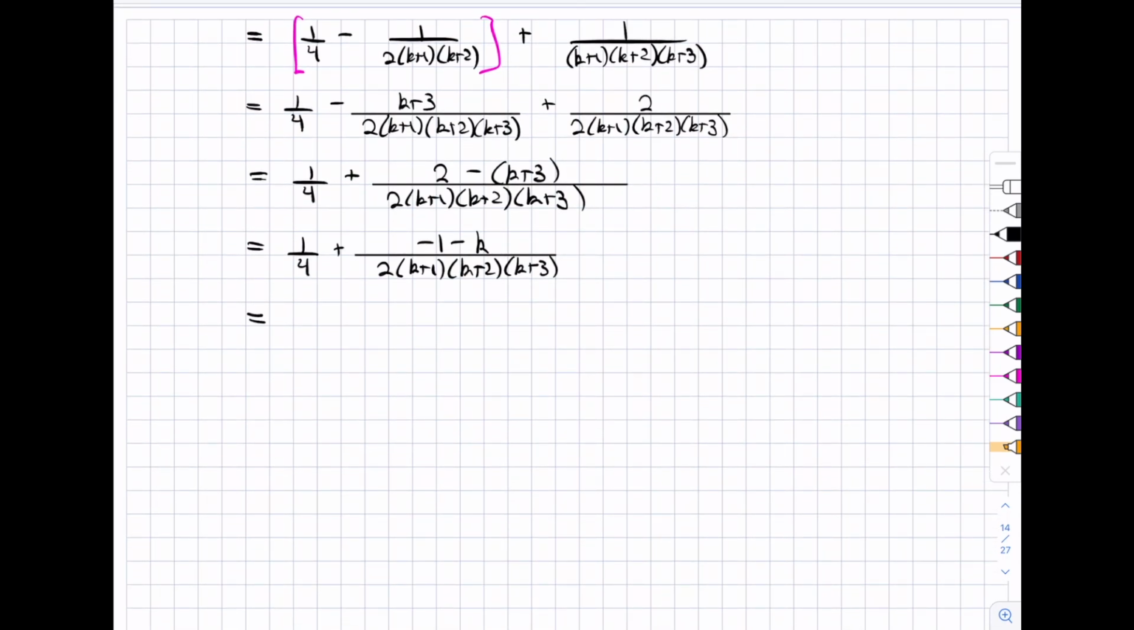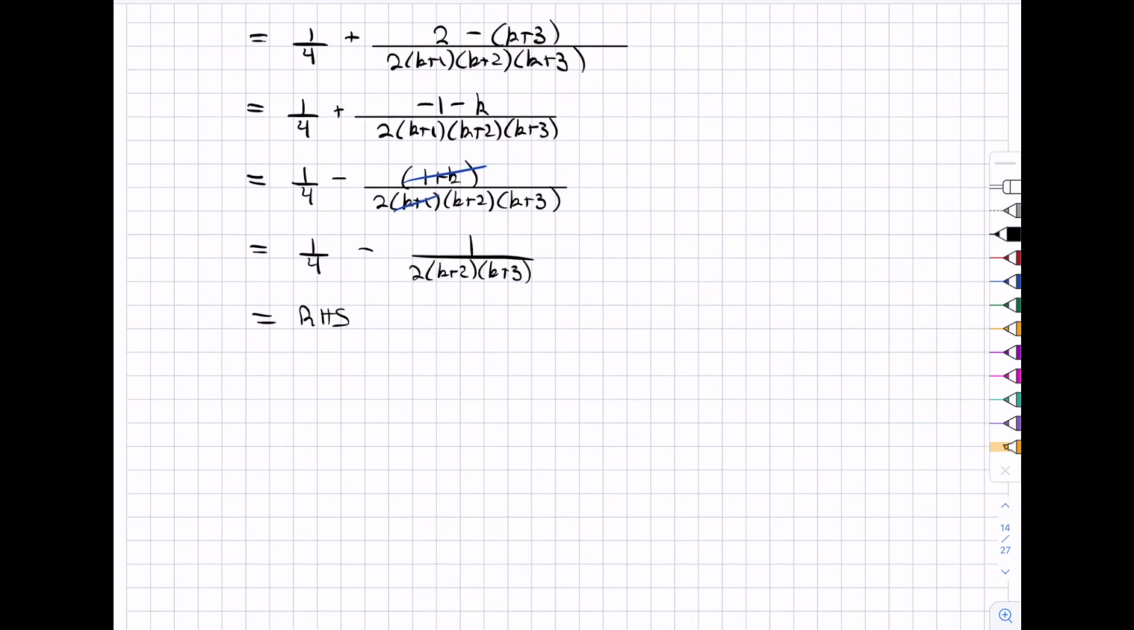So I factor out the -1, 1 plus k, and I've got this denominator, and now I will cancel off, and I get to the result that I want. So cancelling 1 plus k with the k plus 1 gets me 1/4 minus 1 over 2 into k plus 2, k plus 3. And that is my right-hand side.